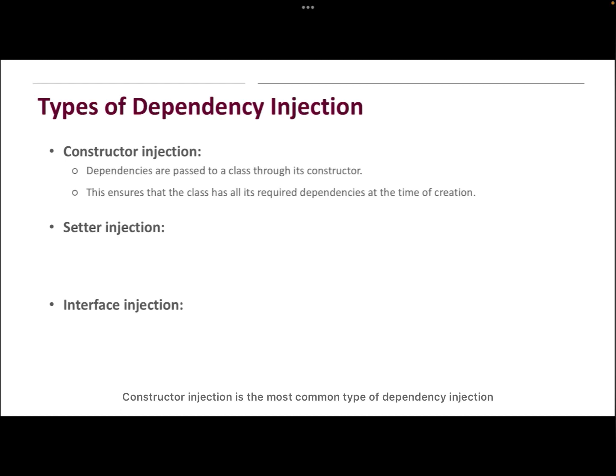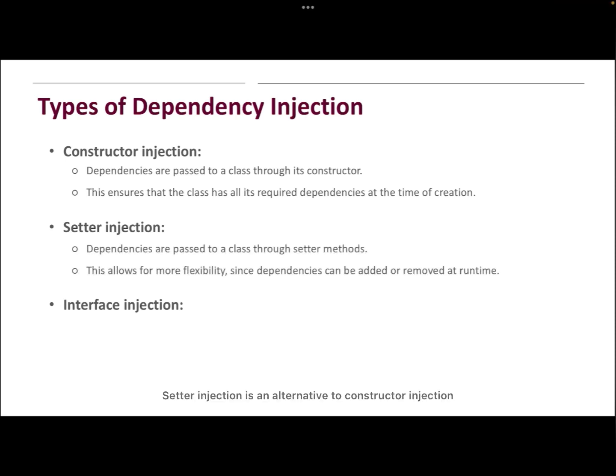Constructor injection is the most common type of dependency injection, where dependencies are passed to the class through its constructor. This approach is useful when a class requires its dependencies at the time of creation and when those dependencies are mandatory. Constructor injection also makes it easier to test the class, since dependencies can be mocked or substituted with test doubles.